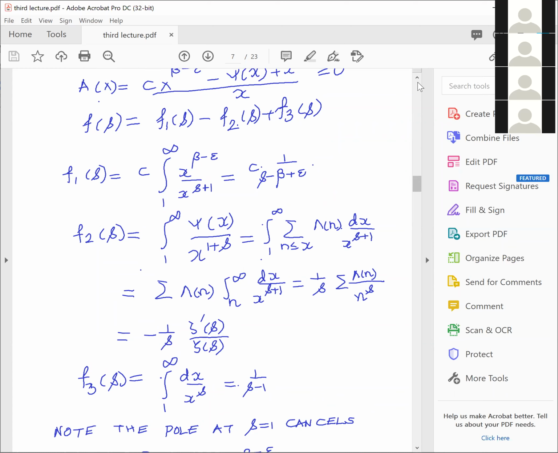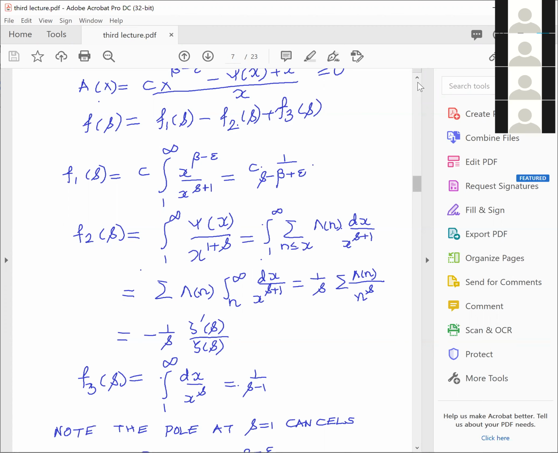Because at s equal to 1, zeta prime by zeta s has a pole. Therefore, f2 of s has a pole at s equal to 1. And f3 of s also has a pole at s equal to 1. And therefore, theoretically, the pole at f1 of s, namely beta minus epsilon, this pole being to the left of the pole at s equal to 1 should not normally count.